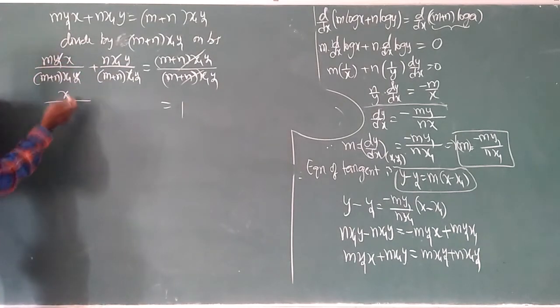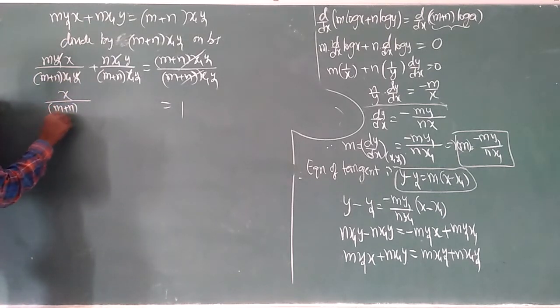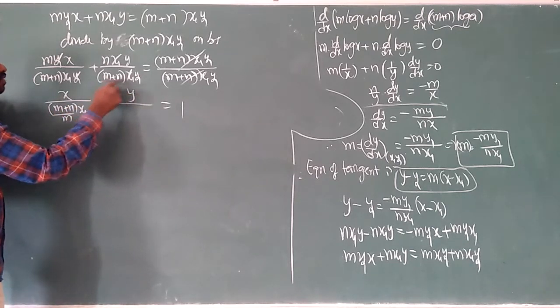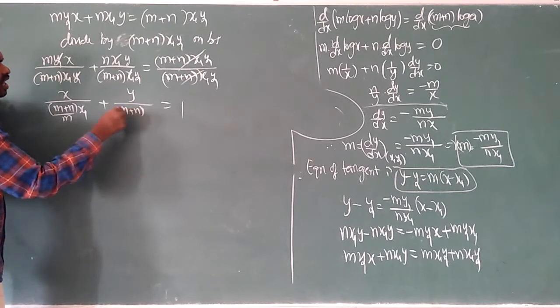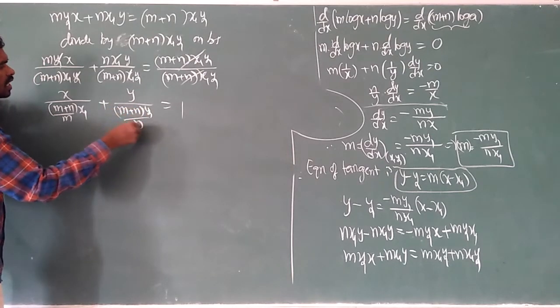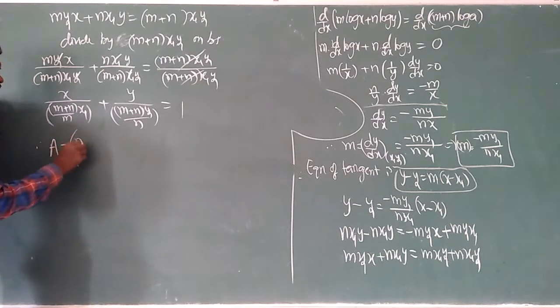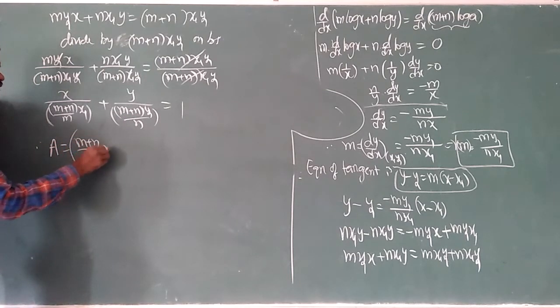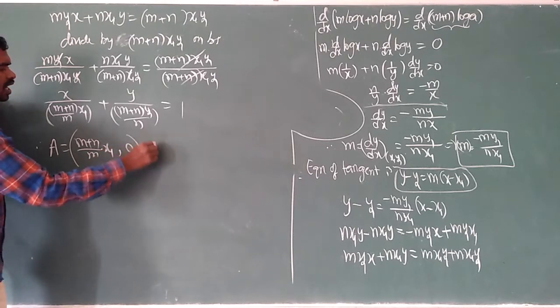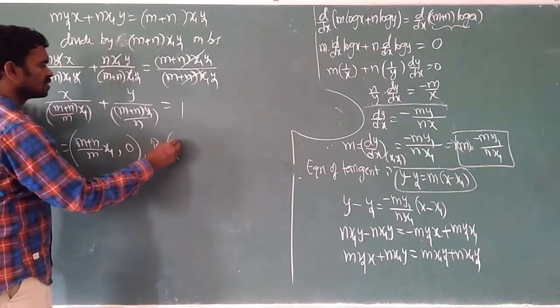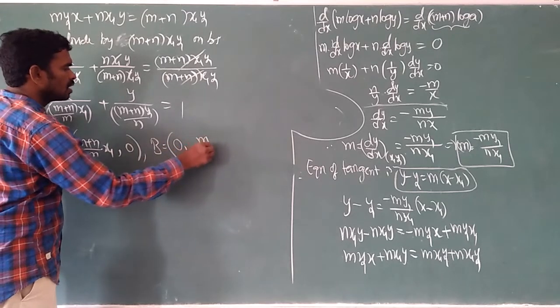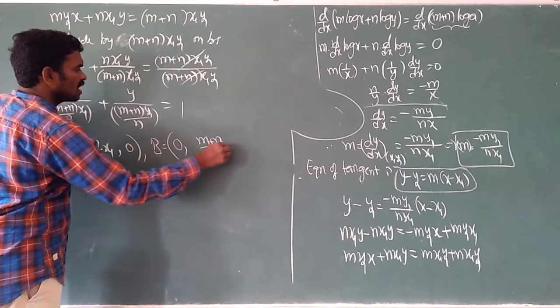See, I am sending the denominator. So it becomes (m plus n) by m into x1, and y by what is remaining: (m plus n) into y1 by n. So here the x coordinate is this one, the y coordinate is this one. Therefore point A is ((m plus n) by m into x1, 0), and point B is (0, (m plus n) by n into y1).